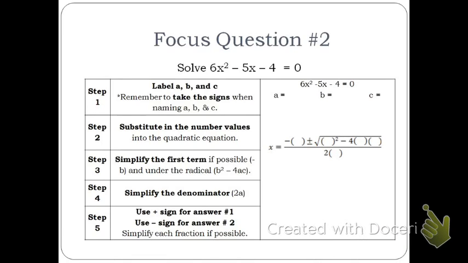Identify your A, B, and C. So if A is 6, B is negative 5, C is negative 4, we need to plug those values in. So plugging in your negative 5, it's the opposite of B, plus or minus. Now we're ready for the discriminant underneath our radical. B squared, so negative 5 squared, minus 4 times A times C, so that's negative 4, all over 2A.